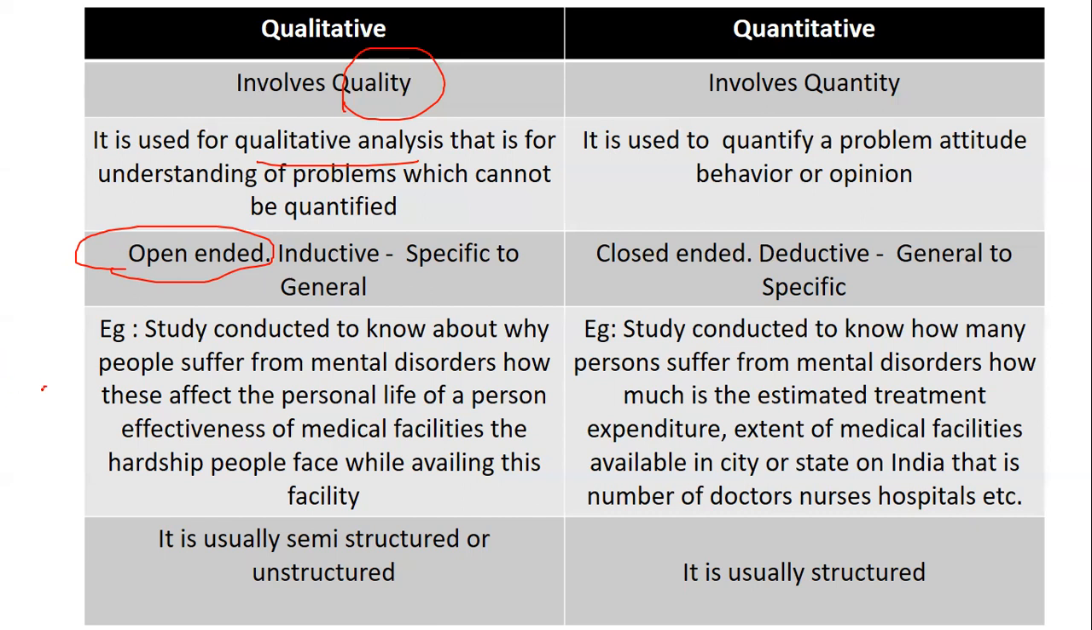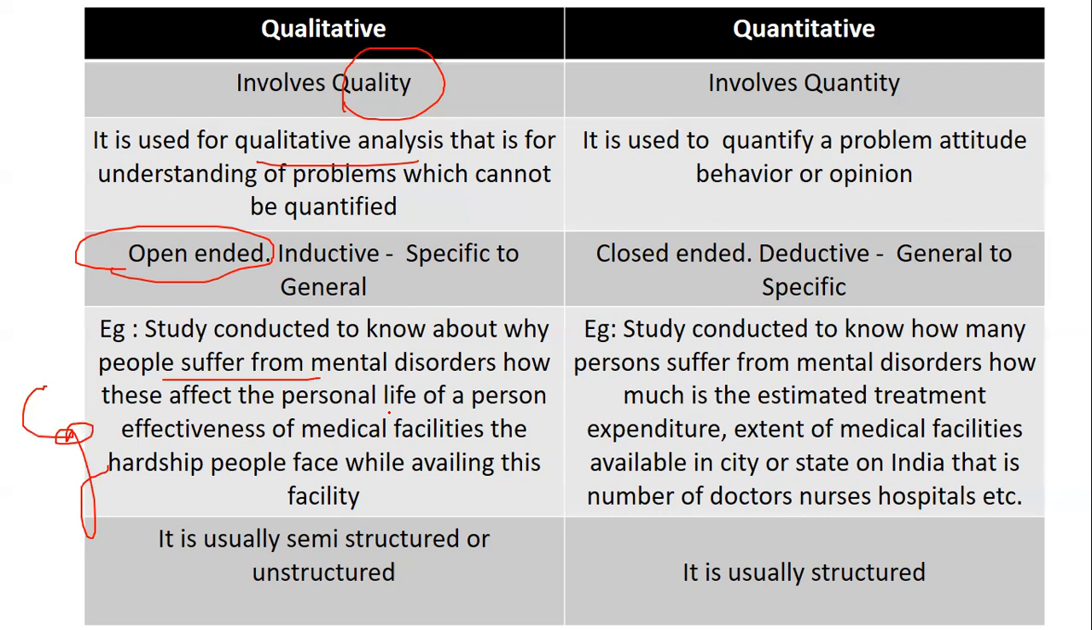So I've taken a similar example. A study conducted to know how people suffer from mental disorders, how this affects their personal life, what hardships they face, or what the effectiveness of medical facilities is. That will be qualitative data. If we go with quantitative, it will talk about the measurement, the expenditure, and the time constraints or time limit taken. So it can quantify the research.